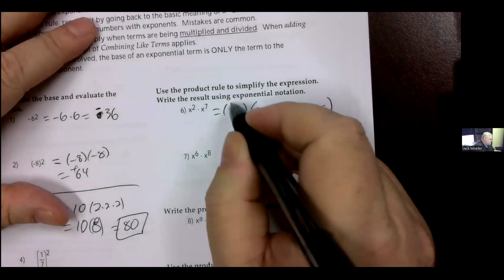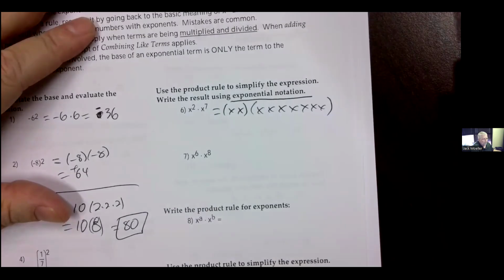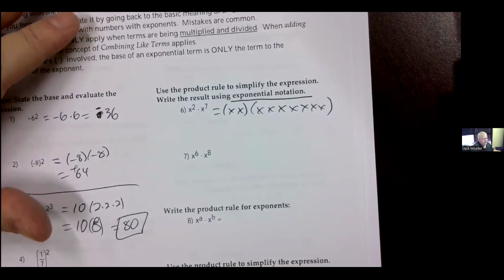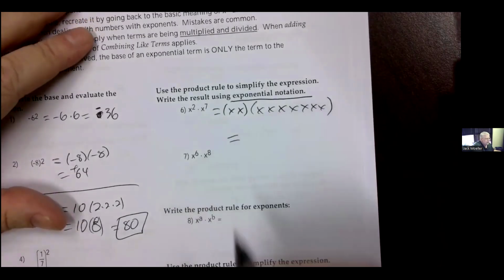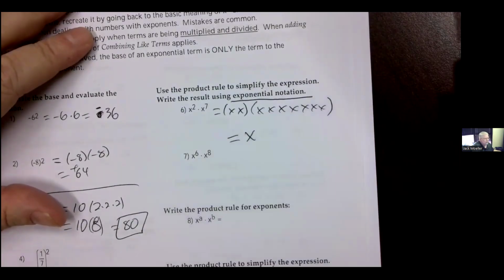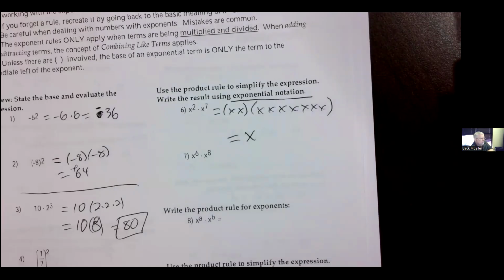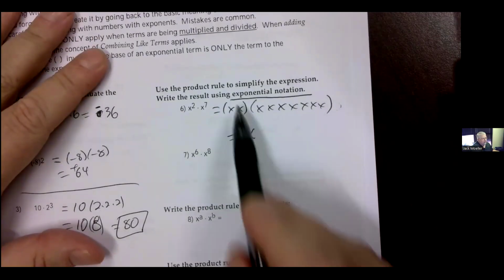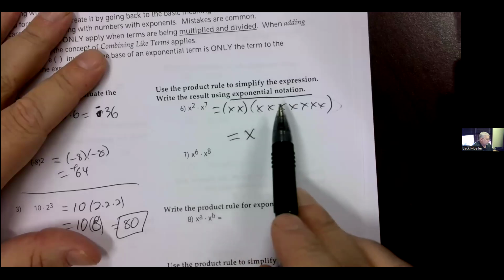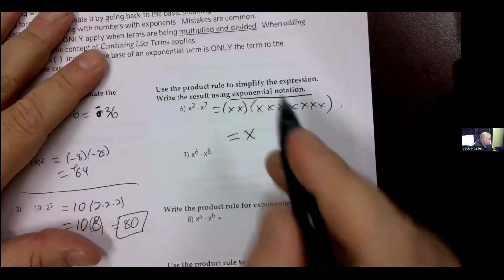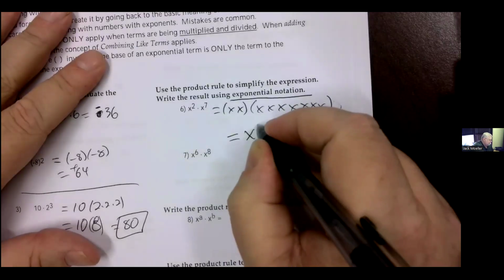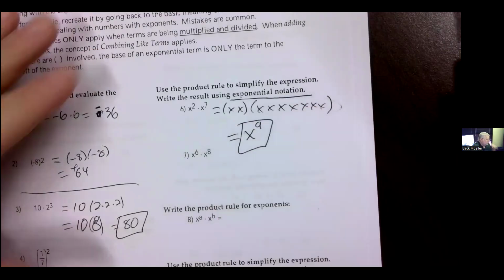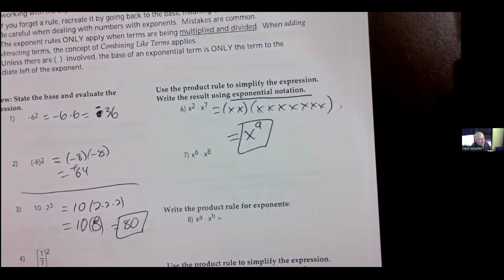And so notice it says use exponential notation. So when you're using exponential notation, that means we need a base and we need an exponent. So the base is clearly x because that's what's getting multiplied. So now the question is, what is the exponent? How many x's do we have here? We have 2 here, 7 here, so that's a total of 9. We know x multiplied by itself 9 times.